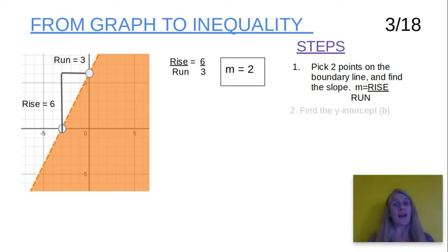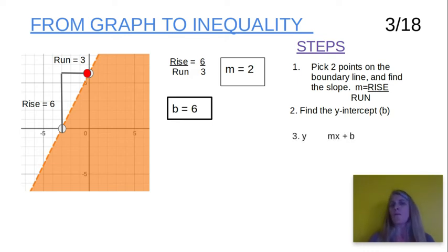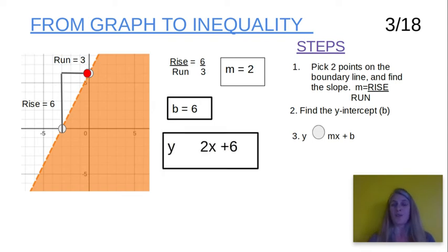Now we're going to go ahead and find the y-intercept. We know the y-intercept is the point that crosses the y-axis. So as you can see through the red dot, we know that we have a y-intercept of 6. Now we're ready to put it into our normal equation format because we know both our slope and our y-intercept. So we're going to go ahead and write it down as y is something 2x plus 6.